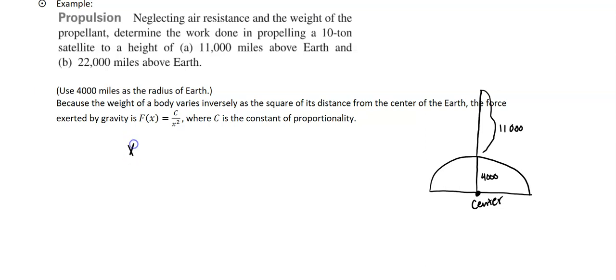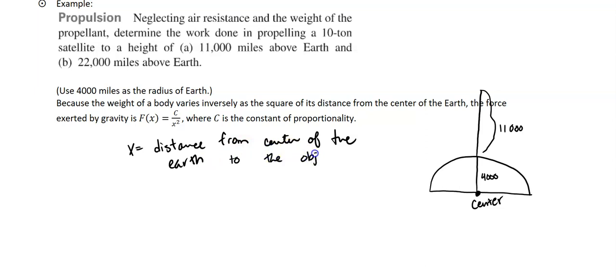We're going to let x equal the distance from the center of the Earth to the object, however far it's going to travel. And we know that f of x is equal to c over x squared. We're trying to calculate how much work it's going to take to get all the way up to 11,000.